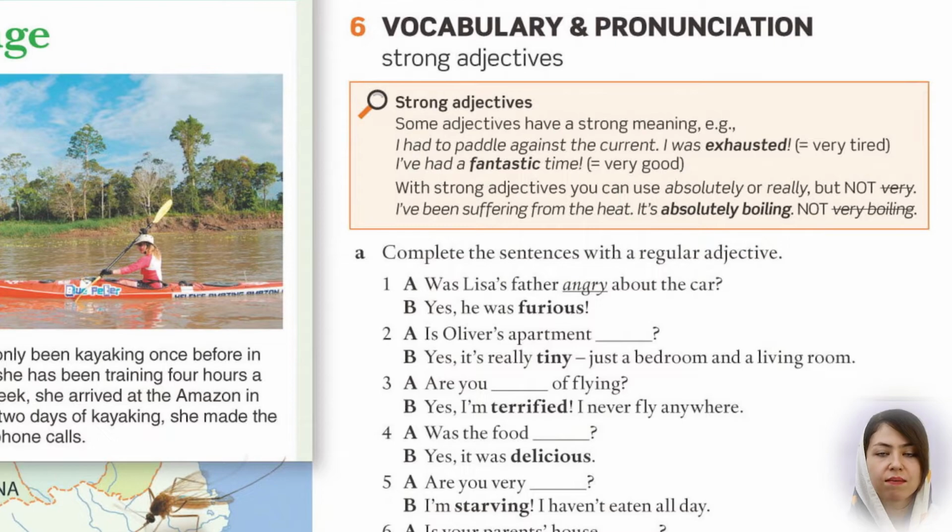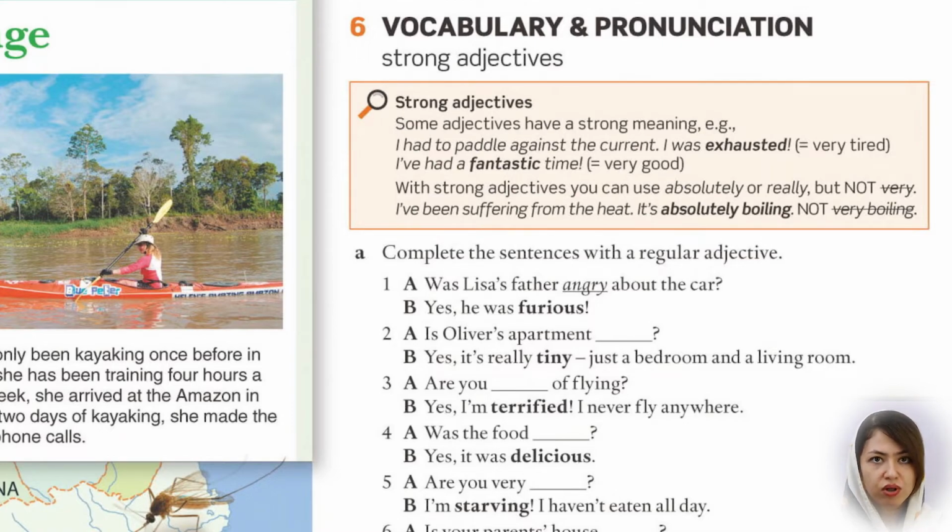For instance, exhausted. Exhausted means very tired. So, if I say very exhausted, it is wrong, okay? I cannot say that because exhausted means very tired. I don't need to utter the word very, okay? So, it is redundant, remember.